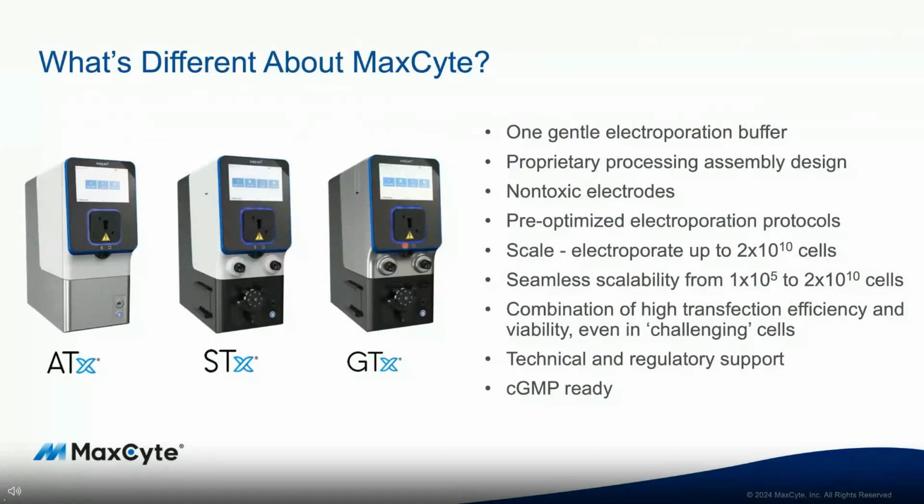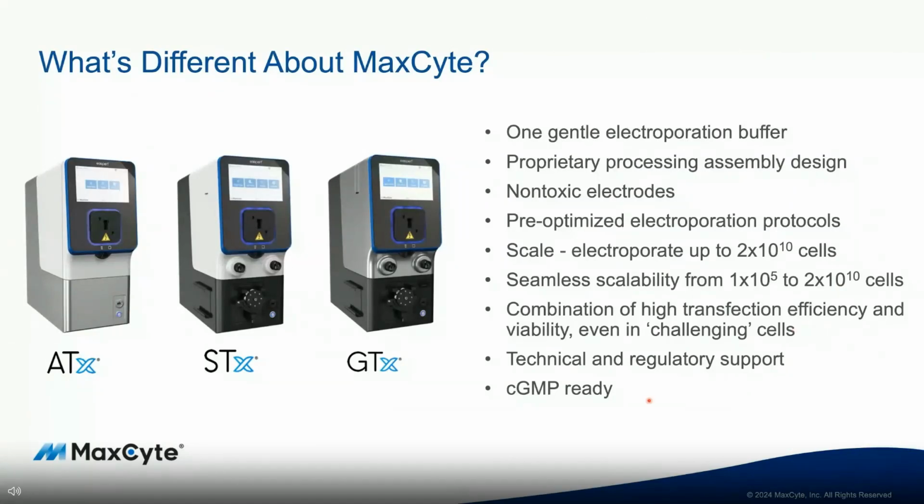So with MaxCyte, you have one gentle electroporation buffer. We have proprietary processing assemblies. You may know them as cuvettes, which have non-toxic electrodes. We have a number of pre-optimized electroporation protocols that work for various immortalized cell lines as well as primary cells. We have seamless scalability, so you can electroporate from 100,000 cells all the way up to 20 billion cells. And we can get molecules into cells that are more challenging traditionally.